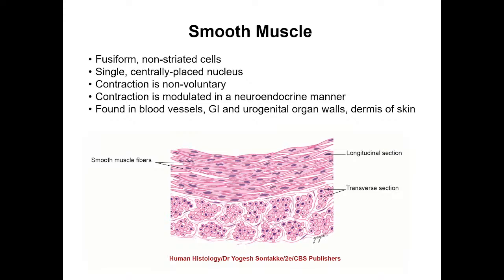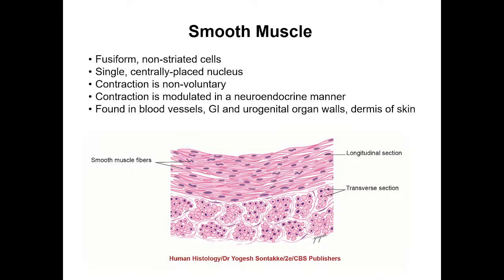Now, here we can see both the sections. This is the longitudinal section and this is the transverse section. In the longitudinal section you can make out that this is a spindle shaped or fusiform shaped cell and the nucleus is in the center. And in the transverse section, we can again see the muscle fibers coming together and nuclei in the center.